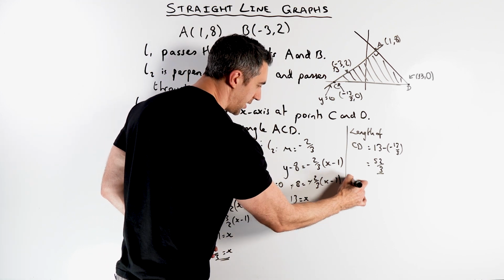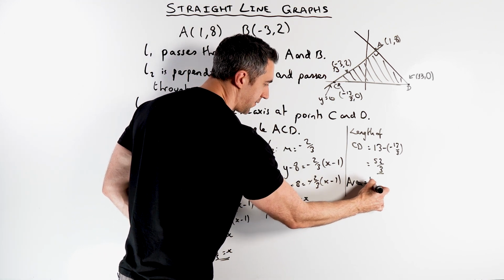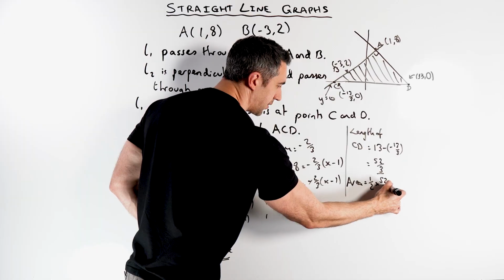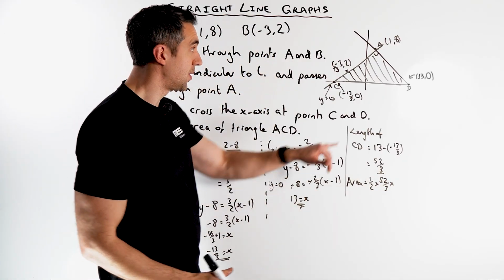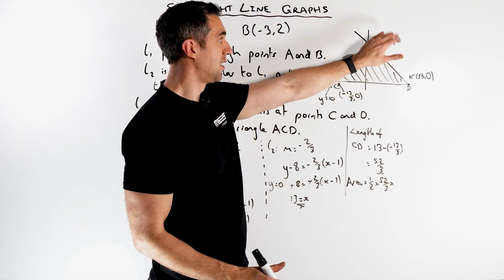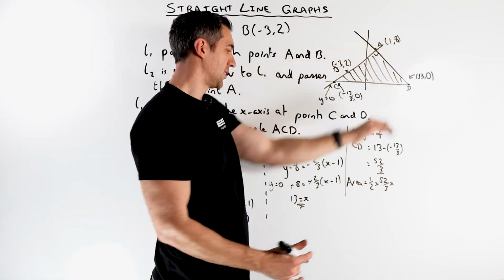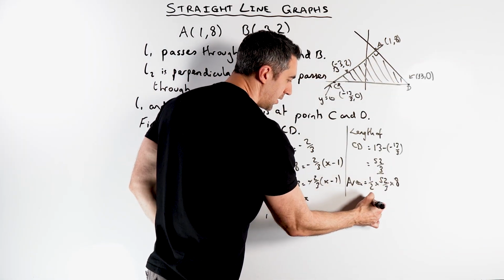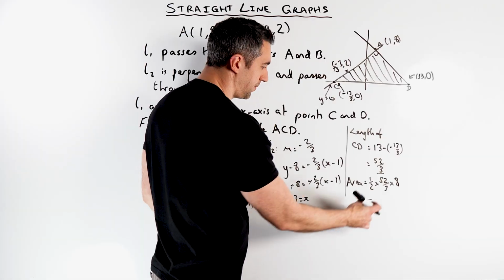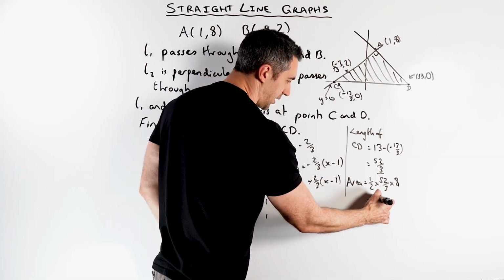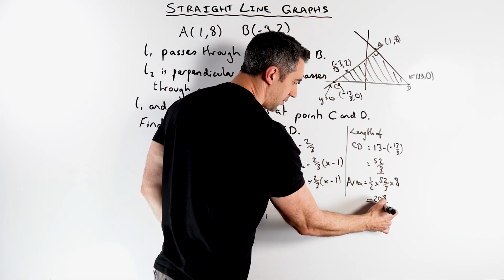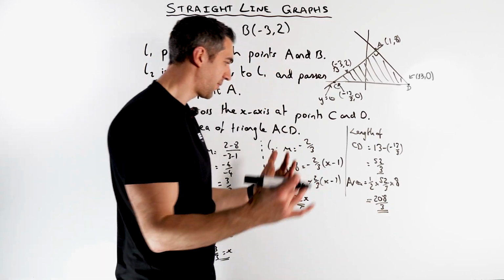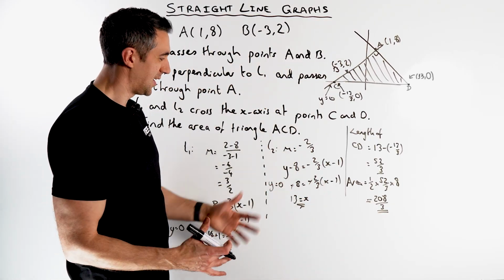So therefore the area of our triangle is going to be a half times that base of 52 over 3, and then times our height, which remember is just this vertical height here, which is the y coordinate of A. So we're going to times that by 8. So the half and the 8 gets us 4, and then we times that by 52 over 3, we just get 208 over 3, which doesn't simplify at all, but there's our answer.